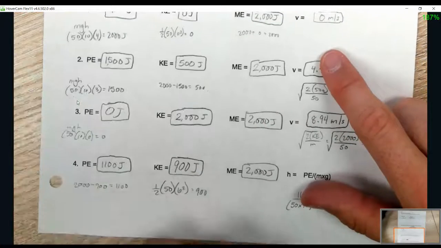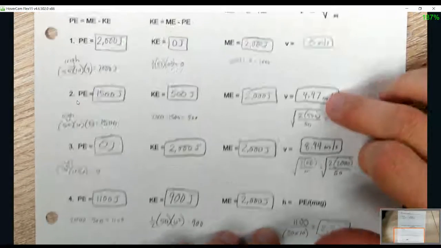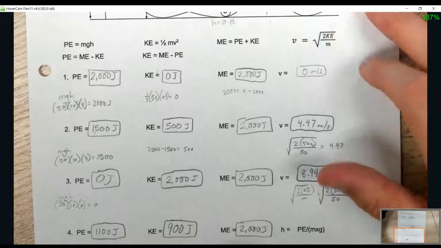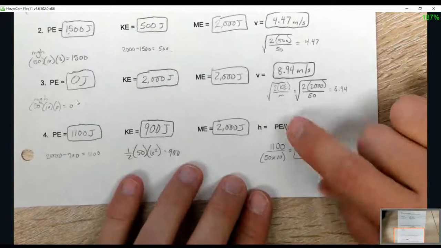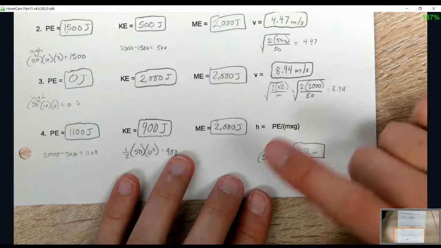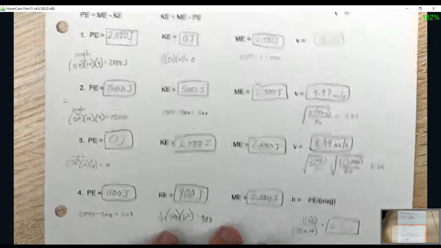And then the last parts of it were to find the velocity. Okay, you do 2 times the kinetic energy divided by the mass and then square root. Or if they needed you to find height, you take the potential energy divided by mass times gravity to get your final answers.